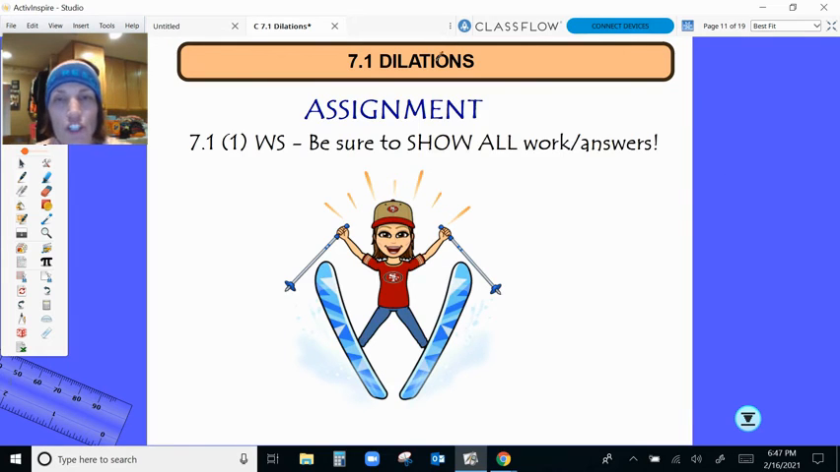Okay, so you have a worksheet. Be sure to show all your work and answers, all right? If you're doing a dilation, be sure you use a ruler and make sure you draw straight lines, or I will not accept it, all right?